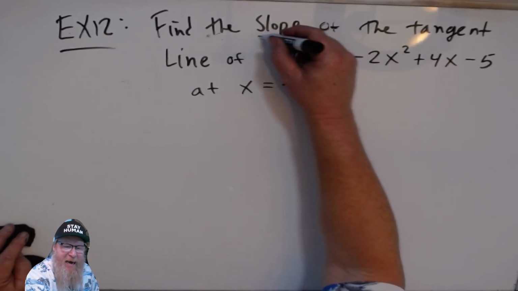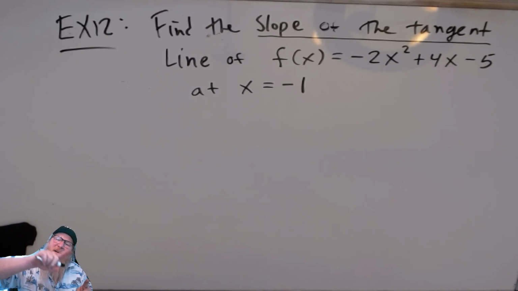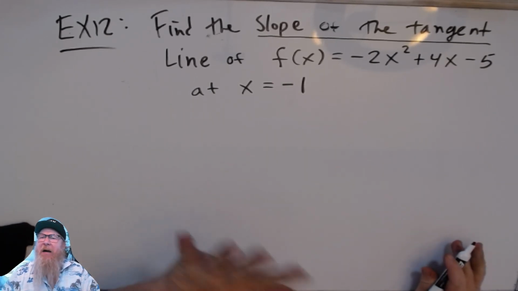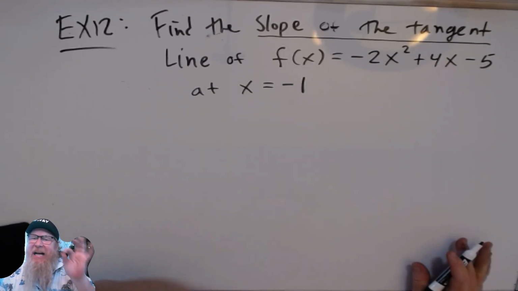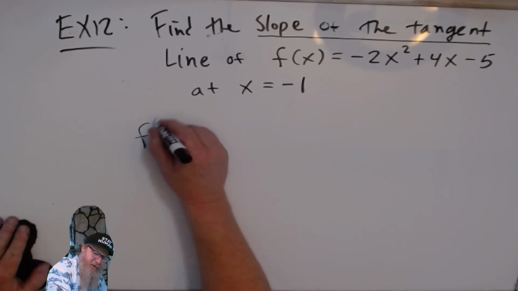So this would be very specific. In the previous graphing problems, I was just going, that slope looks like it's about this. I was being sort of wishy-washy about it. Now I want to be very specific. I want an exact number of what that slope is. All right. So let's first find the derivative.